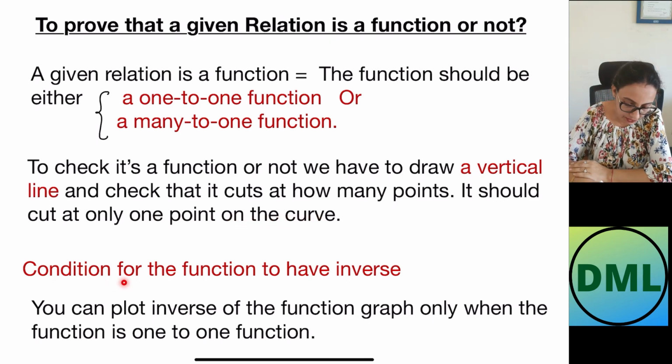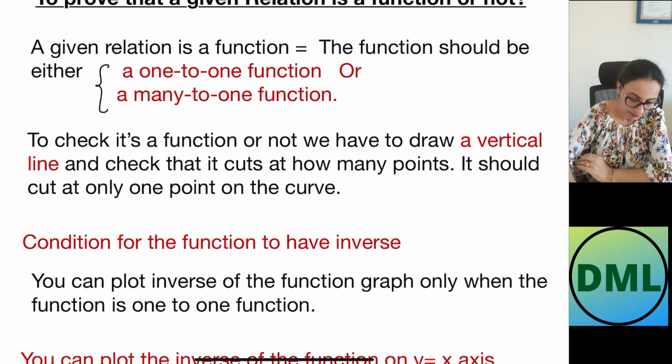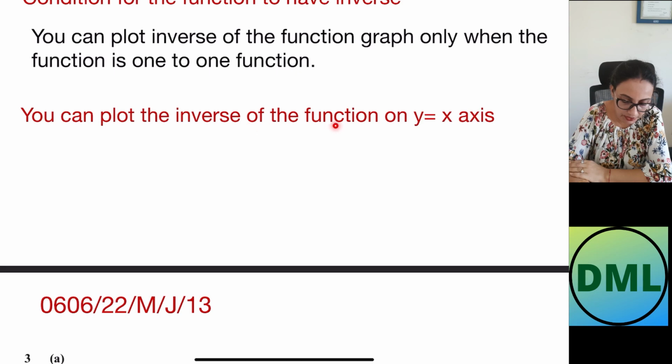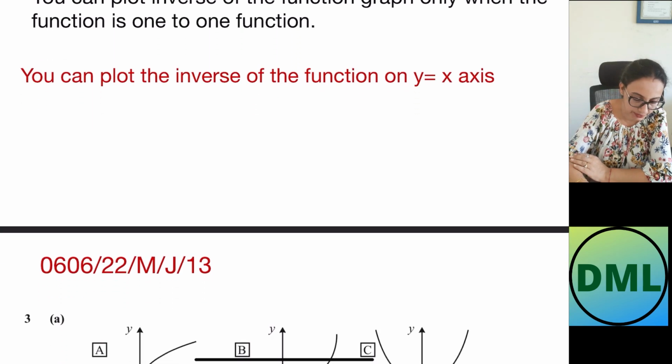Let's see the condition for the function to have an inverse. You can plot the inverse of the function graph only when the function is a one-to-one function. You can plot the inverse of the function on the y equals x axis. Now let's pick some questions from the past papers.